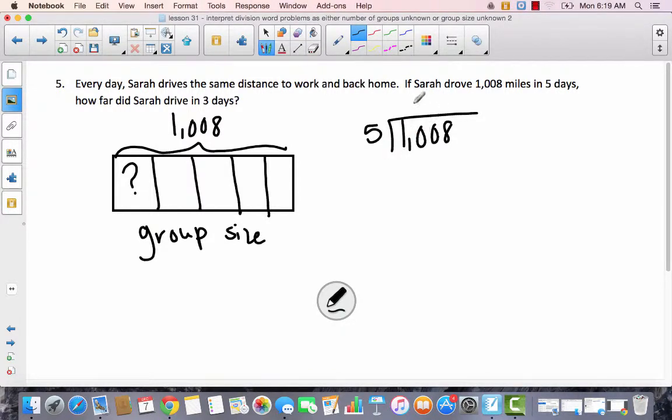All right, 10 divided by 5 is 2. 2 times 5 is 10, so that leaves me with 0. 0 tens, so that means there's 0 tens in the quotient. 0 minus 0 is 0, and then I have 8. And then I have 8 divided by 5 is 1, and 8 minus 5 is 3. Something's not working out here.